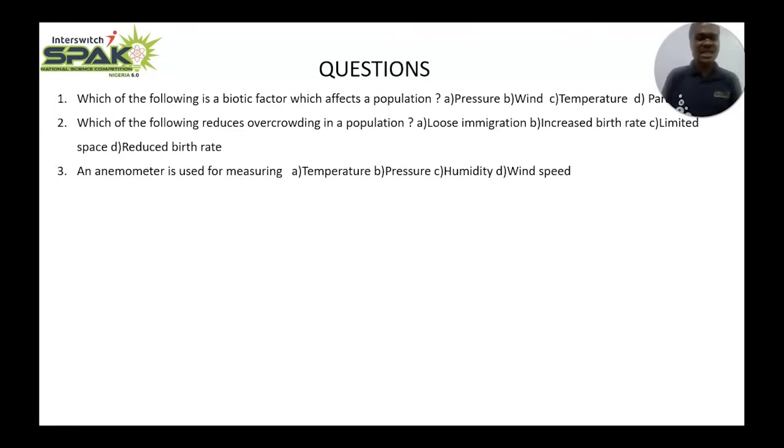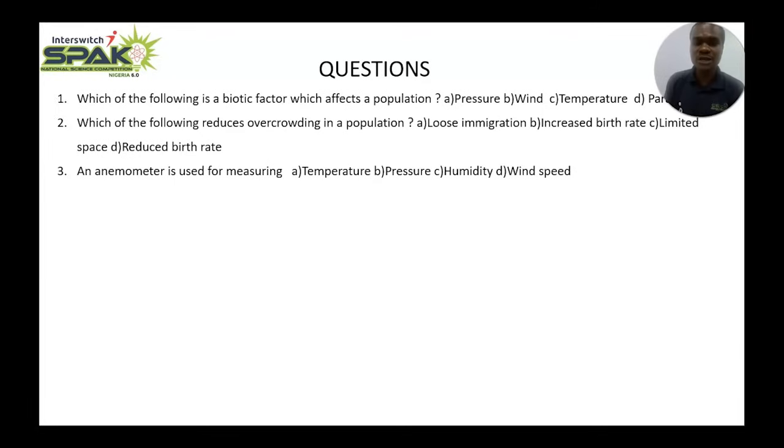Question 3, an anemometer is used for measuring dash: A, temperature. B, pressure. C, humidity. D, wind speed. Temperature, of course, is the degree of hotness or coldness of the place. Temperature is measured by thermometer, not an anemometer. Pressure is measured by, of course, there are different types of pressure. So we have blood pressure, which is measured by sphygmomanometer.